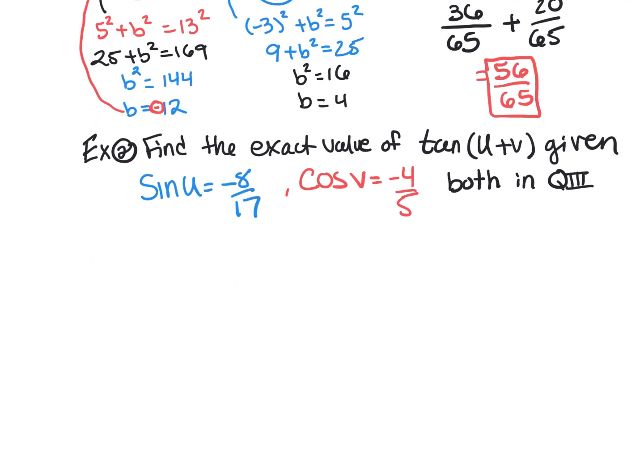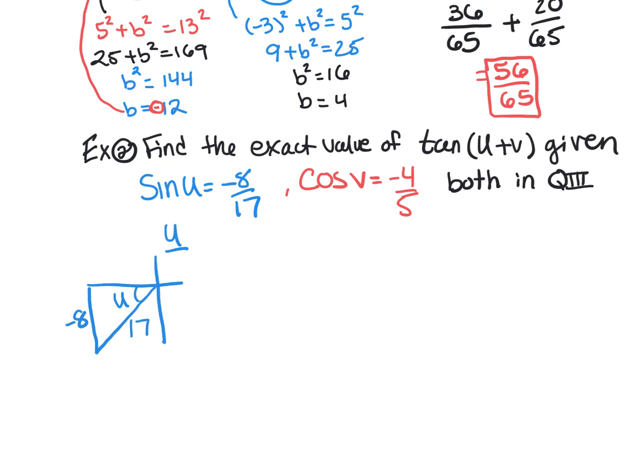So we sketch our triangle, so we'll do u first. It's in quadrant 3. Sine is opposite over hypotenuse, so that negative is going to be on the side, the vertical side, because our hypotenuse is always positive, so negative 8 over 17.